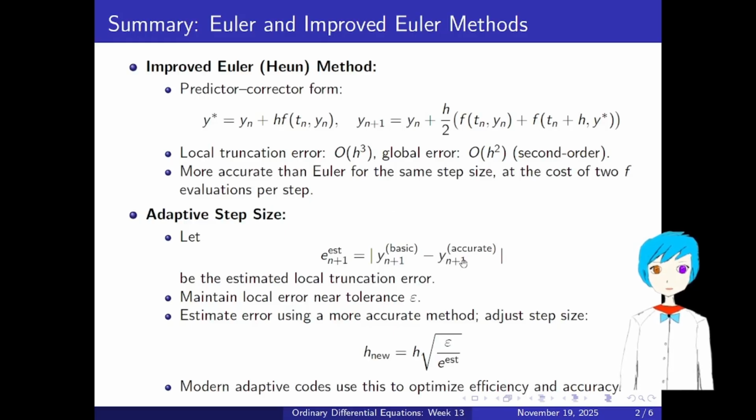Based on the Euler's method and the improved Euler's method, we can do an adaptive step size control to control the local truncation error. We use the improved Euler's method as an accurate solution, then we can estimate the local truncation error for the forward Euler's method. Then, after estimating it, we can control the local truncation error below some threshold epsilon by adjusting the time step. Modern adaptive codes use this technique to optimize efficiency and accuracy and adaptively select the step size.